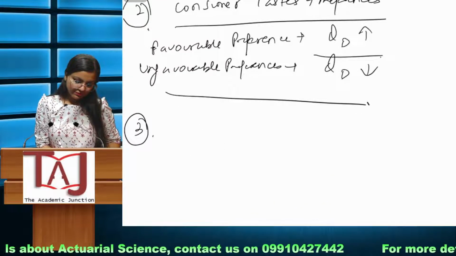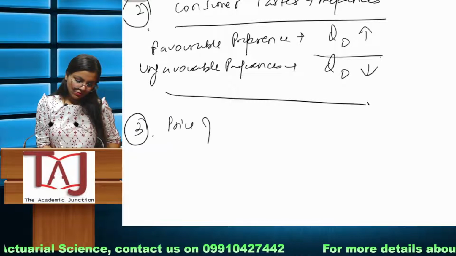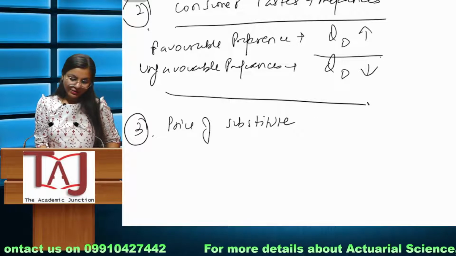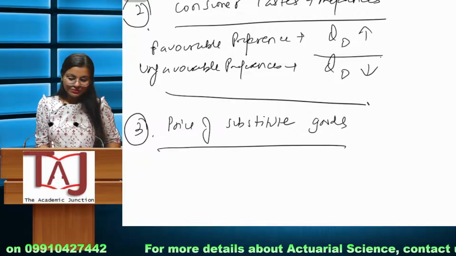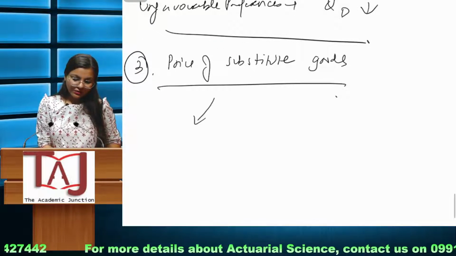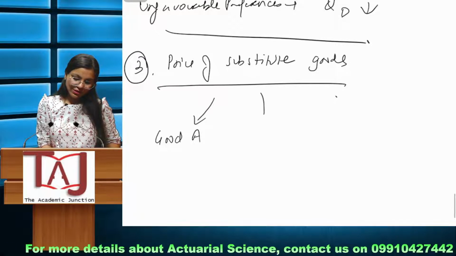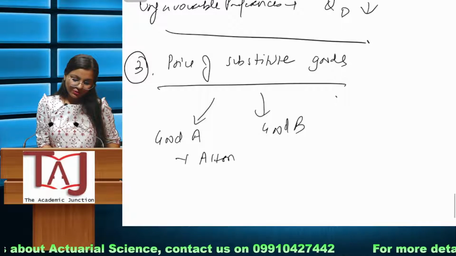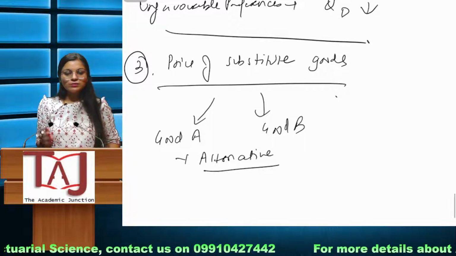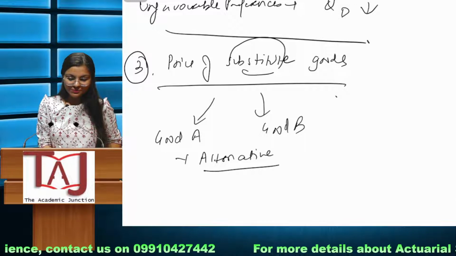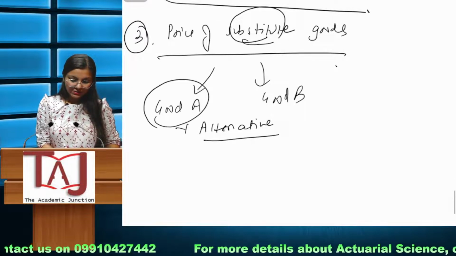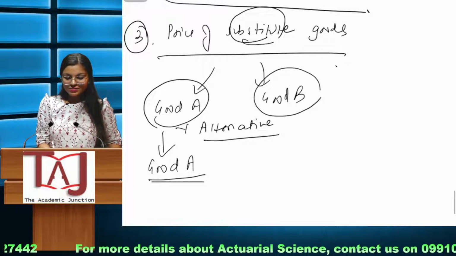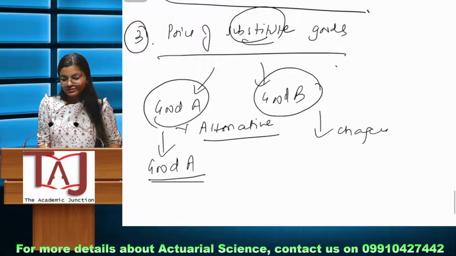Next one is price of substitute goods. Understand this very carefully, because that will be used in the next chapter as well. We just discussed what substitute goods are. Let's suppose we have two goods, good A and good B. If they can be used as an alternative, in place of A I can use B, and in place of B I can use A, they are known as substitute goods. Now we are discussing what will be the impact on demand of good A as a result of change in price of good B.